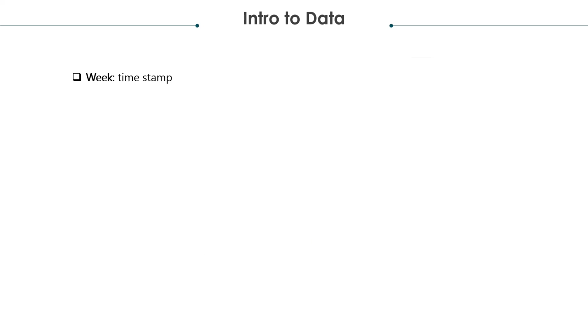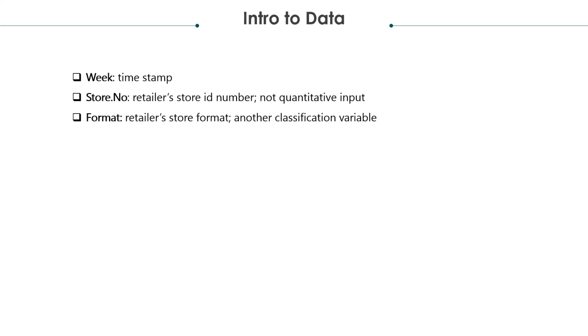So again, here are the data set variables, just to have it written out for you. We have the week, which is our timestamp. We have the store number, which is just the retailer's store ID number. That's not a quantitative value, it's just a classifier. And then we have the store format. It happens that there are 3 formats in this data set: blue, green, and red. And again, that's just another classification variable.